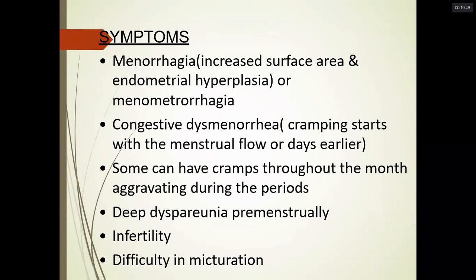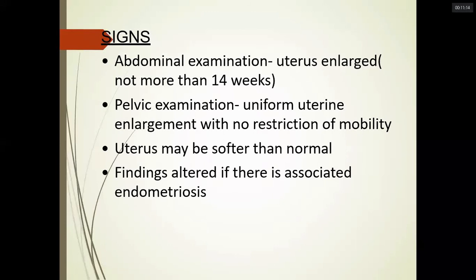Along with that, because of the irregular surface, it will hinder sperm motility, and the normal contraction of the uterus is also deranged in adenomyosis. So that can also lead to infertility. As the size increases, some patients may also have difficulty in maturation.